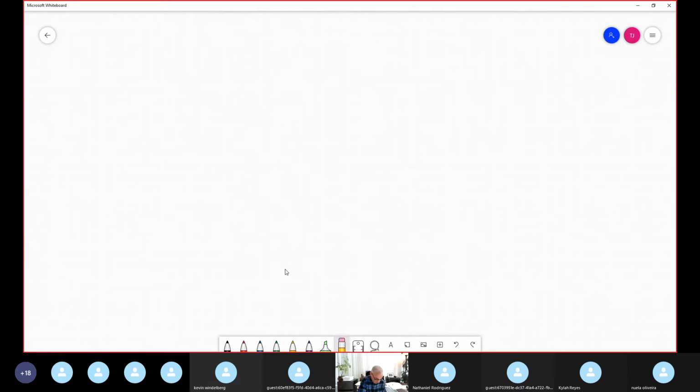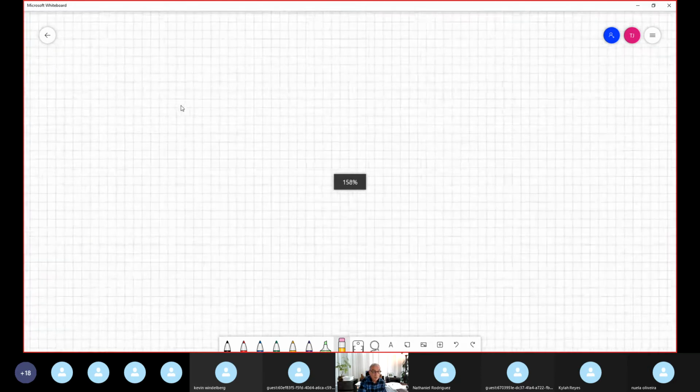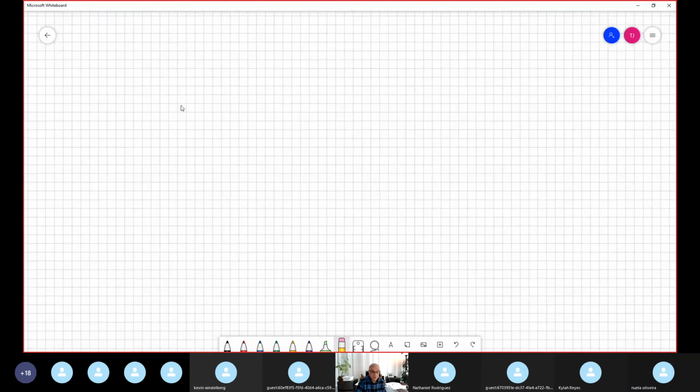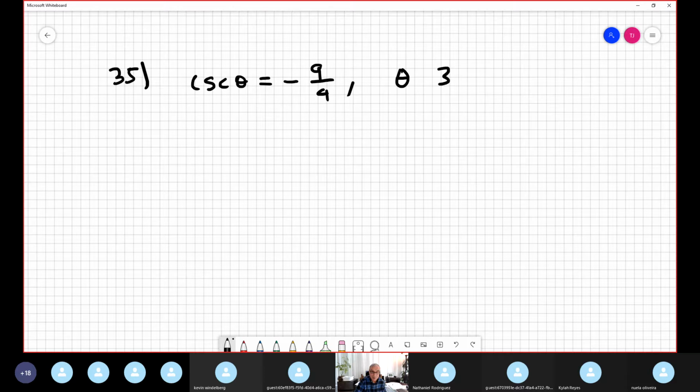Okay, let's move on to question 35. 35: cosecant is given as negative 9/4. It is explicit and clear that theta lies in the third quadrant. Okay, super. I appreciate so much your help.